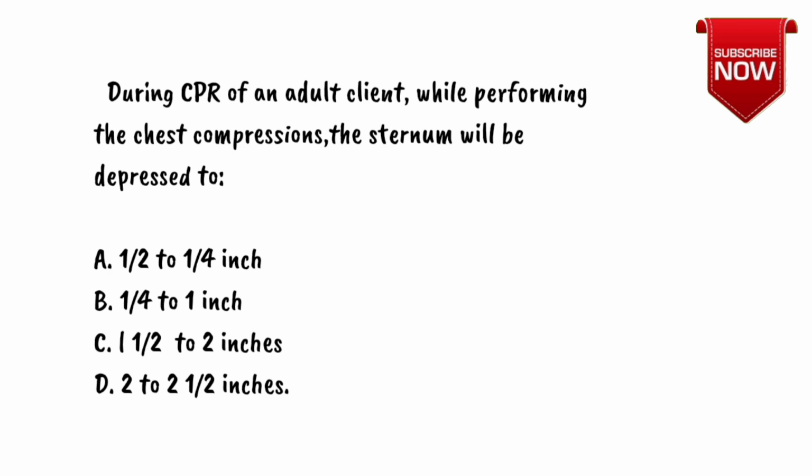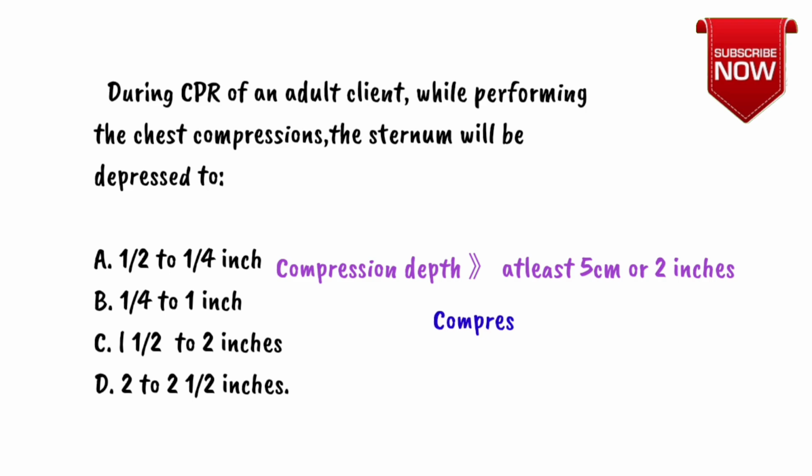During CPR of an adult client, while performing the chest compression, the sternum will be depressed to option A, 1 by 2 to 1 by 4 inch, option B, 1 by 4 to 1 inch, option C, 1 and a half to 2 inches, option D, 2 to 2 and a half inches. The answer is option C, 1 and a half to 2 inches.